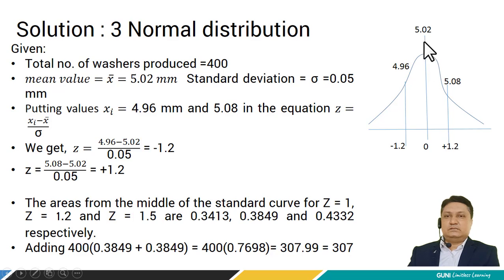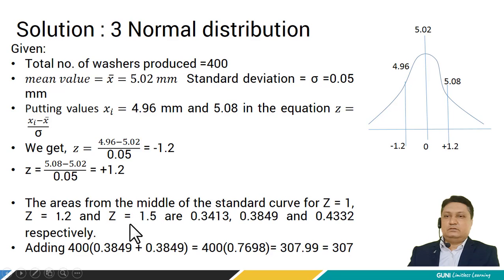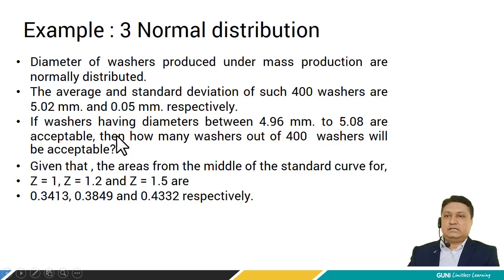So we can guess that area at both the sides is equal. So for z value 1.2, we can say the area is 0.3413. So we add both the areas and multiply with 400. So directly we get the answer, that is 307. That is our answer, that how many washers are acceptable between 4.96 mm and 5.08 mm.